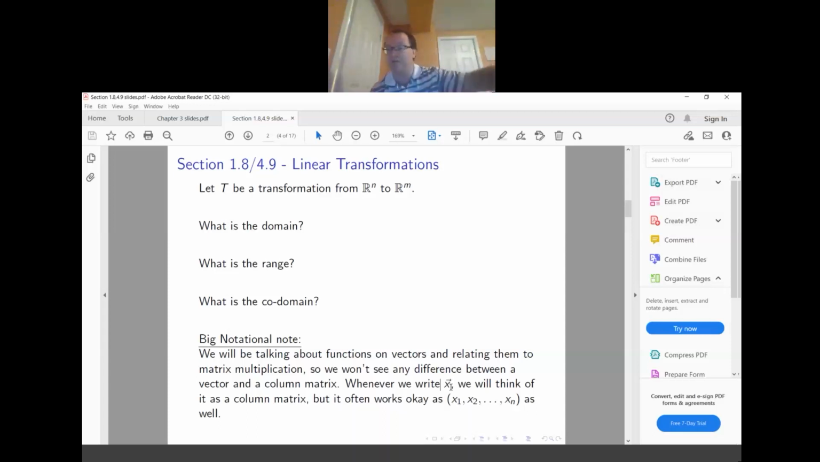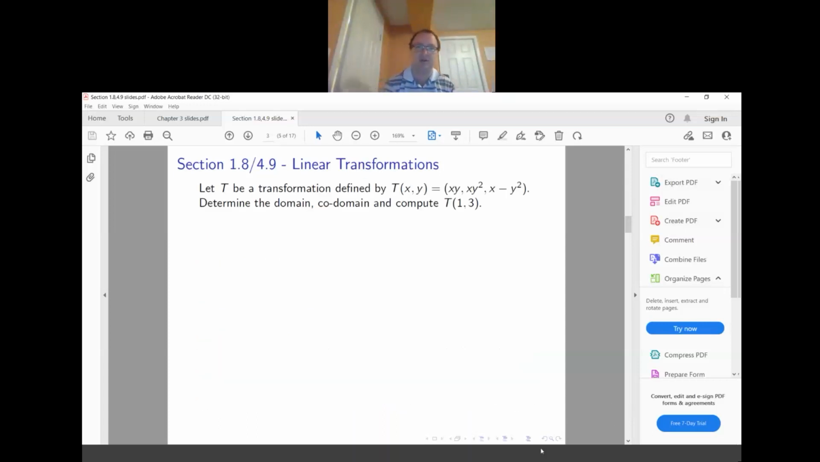So just a note, as we move forward, we're going to be seeing this a lot. I'll reinforce that when the time comes. All right, if you have any questions about that, let me know. If not, here's a question right here. Here's some transformation. So for that transformation, determine what the domain is, determine what the codomain is, and compute what t of 1, 3 would be.